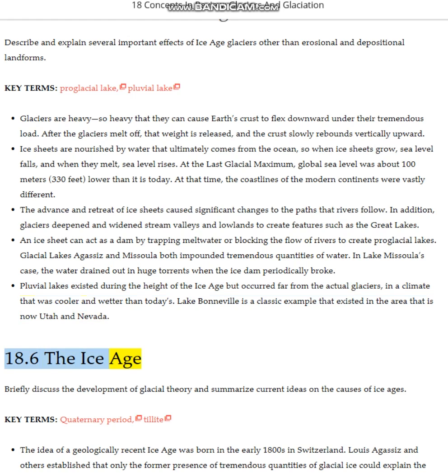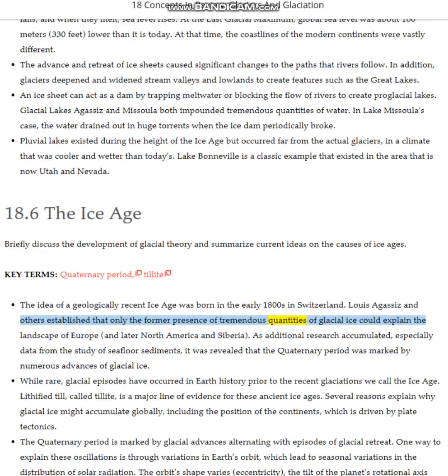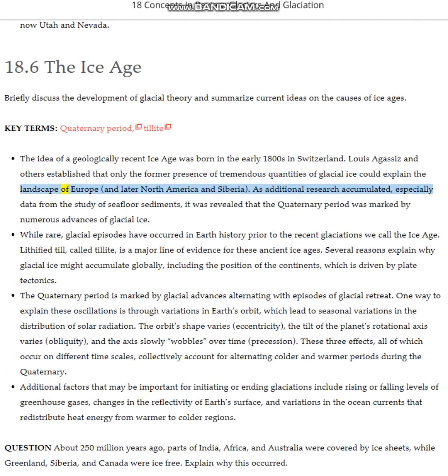18.6 The Ice Age. Briefly discuss the development of glacial theory and summarize current ideas on the causes of ice ages. Key terms: Quaternary period, tillite. The idea of a geologically recent ice age was born in the early 1800s in Switzerland. Louis Agassiz and others established that only the former presence of tremendous quantities of glacial ice could explain the landscape of Europe, and later North America and Siberia.